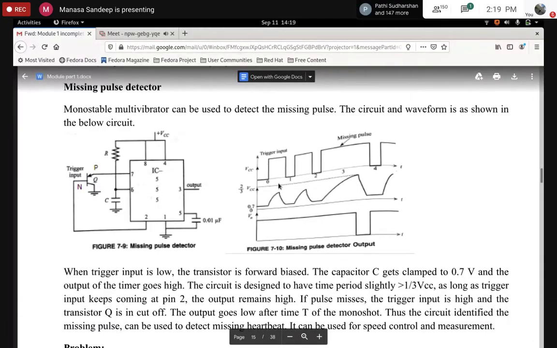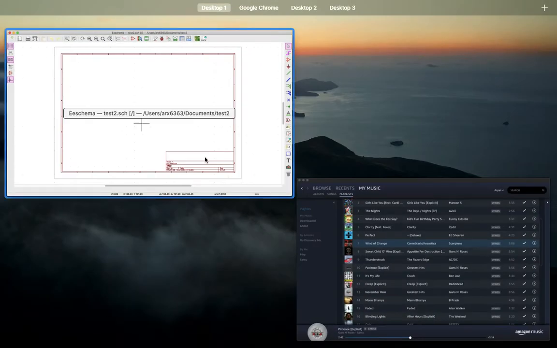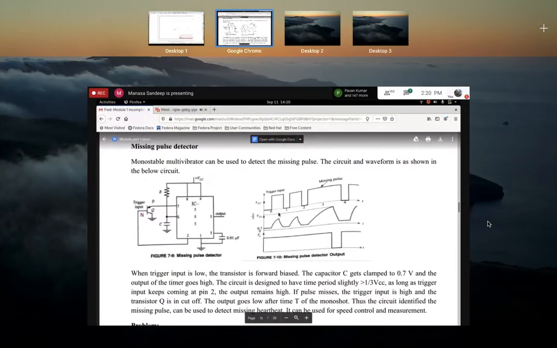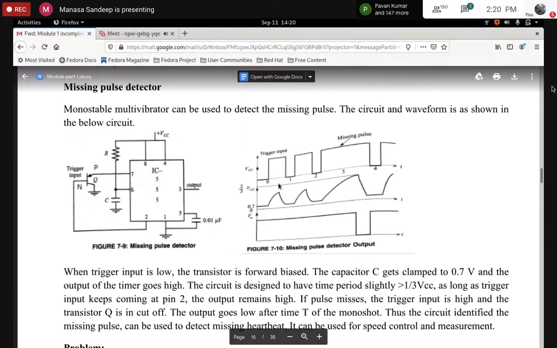Can you differentiate this one? Here we are using a PNP transistor. You can just observe the direction of the arrow mark. That arrow mark is inwards. In NPN we have an outward direction arrow, but now we have an inward direction arrow. The transistor that we are using is a PNP transistor.